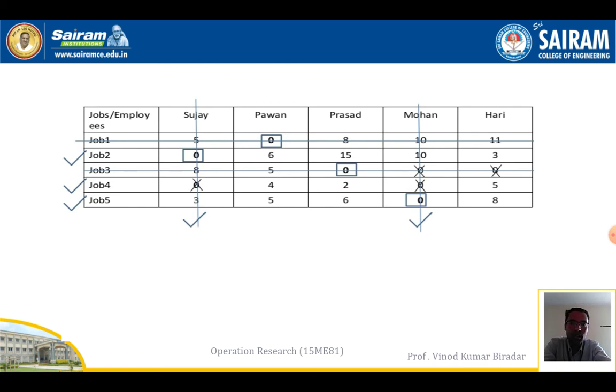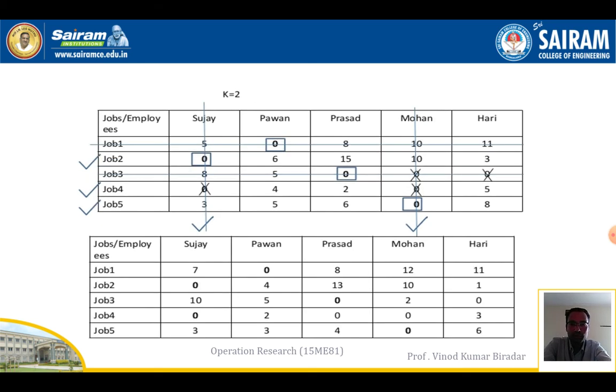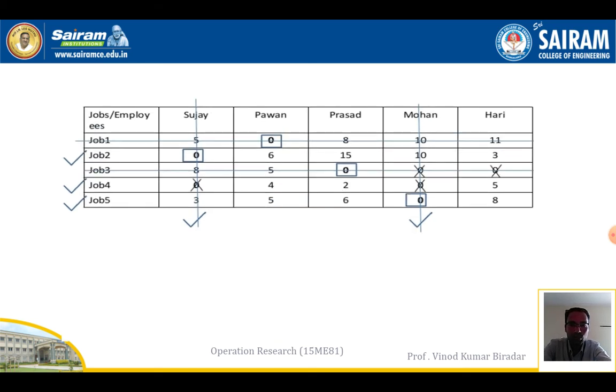So how to proceed: in the undeleted columns or rows, you find the least value and subtract that least value from the undeleted points. Here the undeleted values are 4, 2, 2, 6, 4, 5, 2, 6, and 5, 8. Among these, 2 is the least value, so you subtract that 2 from the undeleted values: 4 minus 2, 5 minus 2, 6 minus 2, 2 minus 2, 5 minus 2, 8 minus 2.